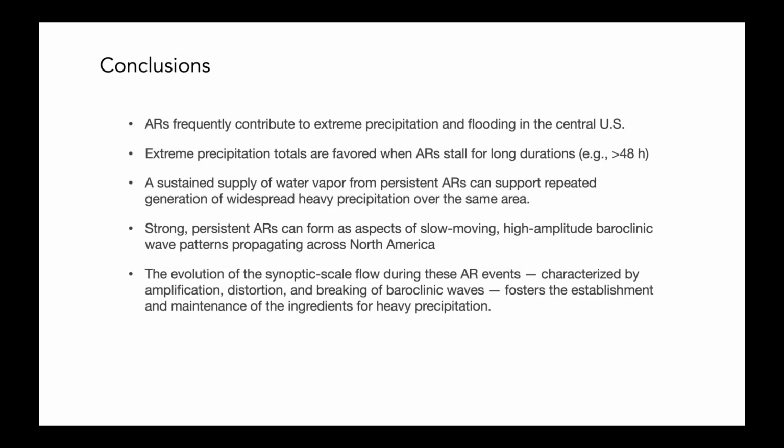And we saw through the case study and the composite maps that these strong persistent ARs can form as an aspect of slow-moving high-amplitude baroclinic wave patterns propagating across North America. In general, the evolution of these flow patterns fosters the establishment and maintenance of the ingredients for heavy precipitation, of which an atmospheric river is one ingredient.